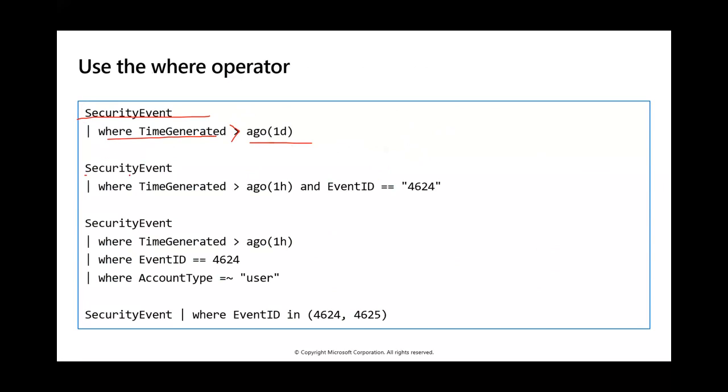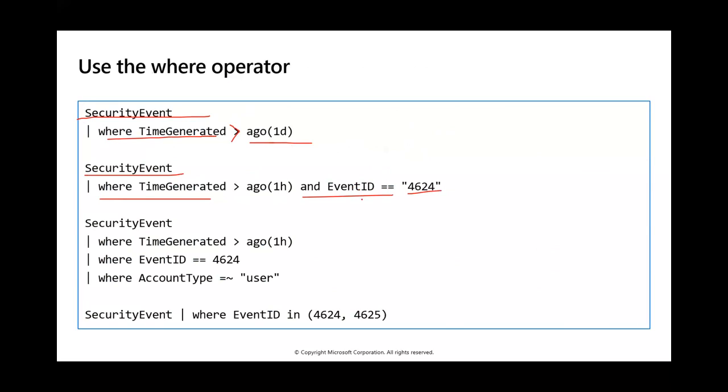Or we can use another example, calling the security event table where the time generated is greater than an hour ago. And in this case, with the event ID equal to 4624. The 4624 event ID is equal to a successful logon attempt.